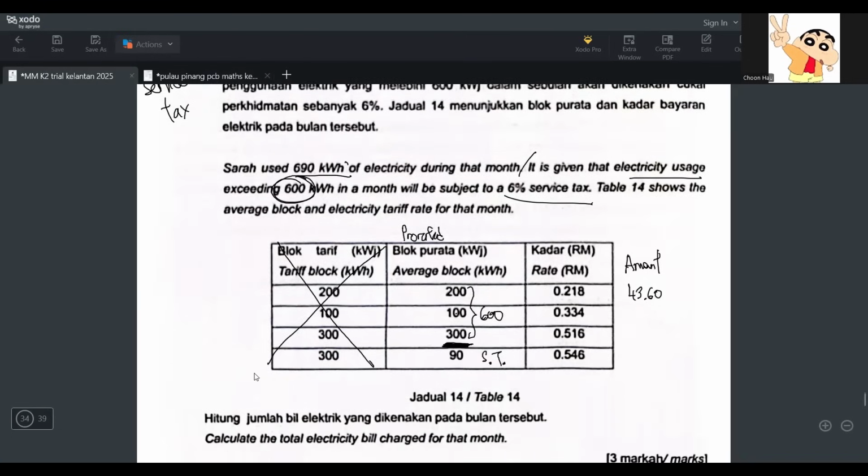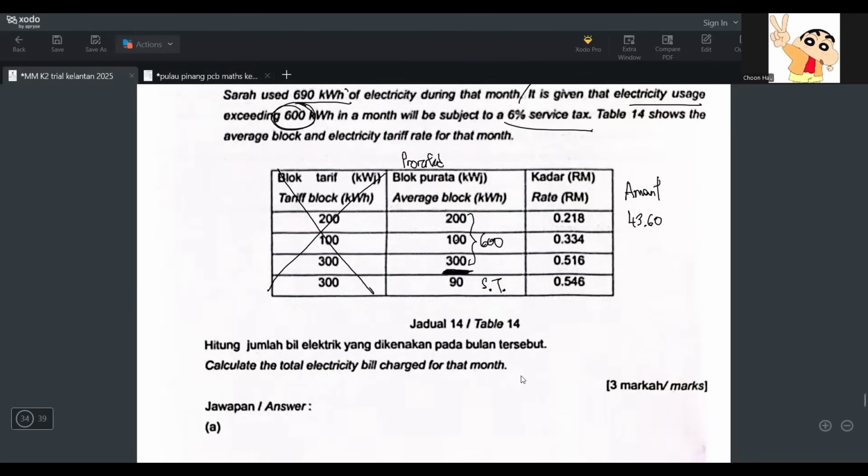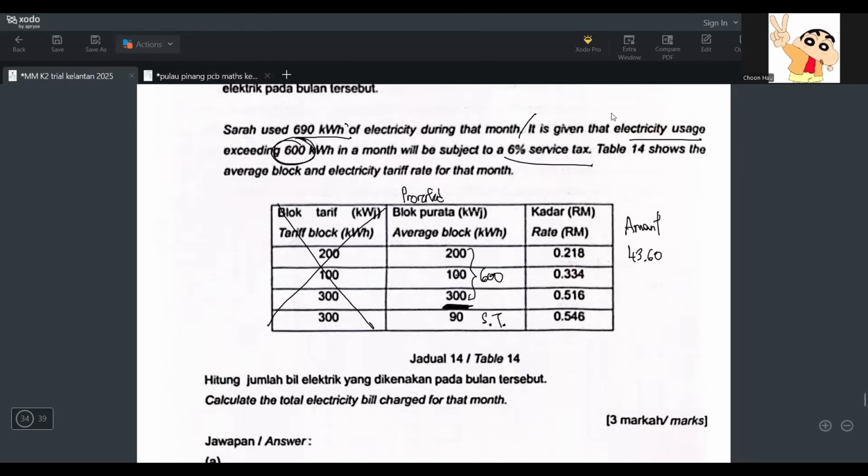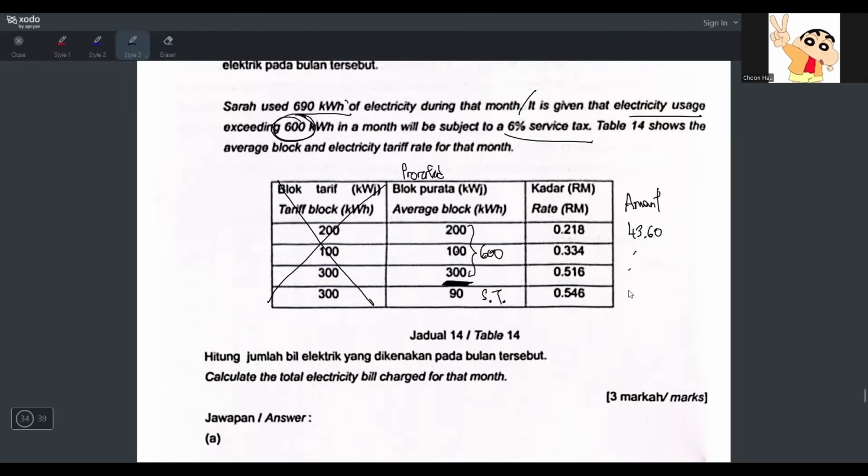Okay, this question actually asks you to calculate the total electricity bill charged for that month. So yeah, you need all the amounts here. You need to find out all these amounts, and then later when you find the total electricity bill, you just add all these amounts, but then have to add on top the 6% service tax.